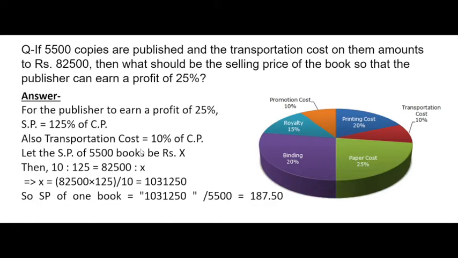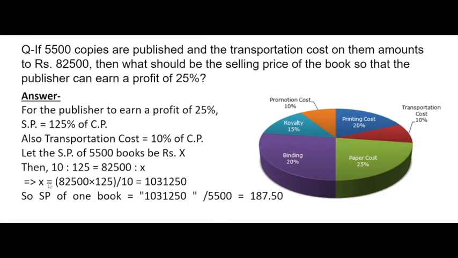Also transportation cost is 10% of cost price, which is given here, that the transportation cost is 10% of the total cost price. Let the selling price of 5,500 books be rupees X. Then 10 is to 125. 10 here is the transportation cost and 125 is the selling price of the 5,500 books. So here 10% we already know that it is 82,500, that the transportation cost in rupees is 82,500. So 10 is to 125 equals 82,500 is to X.